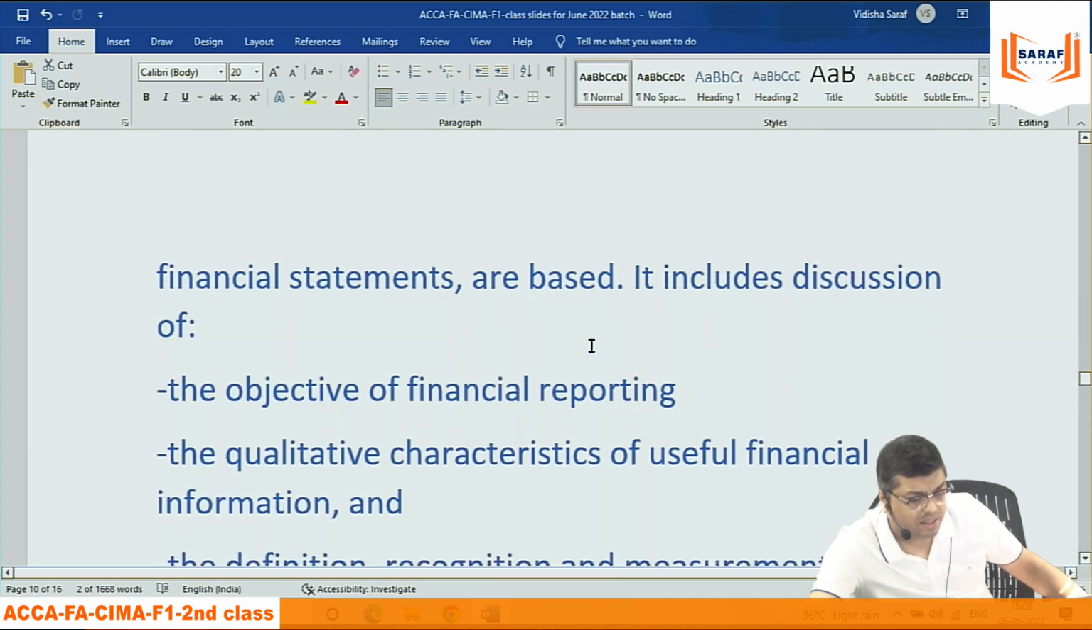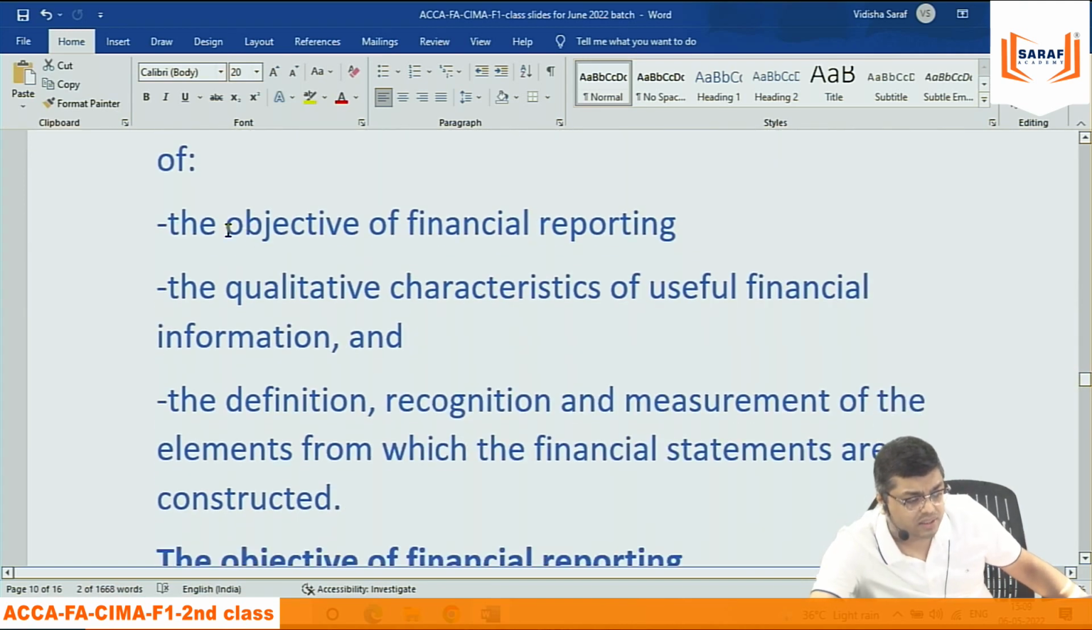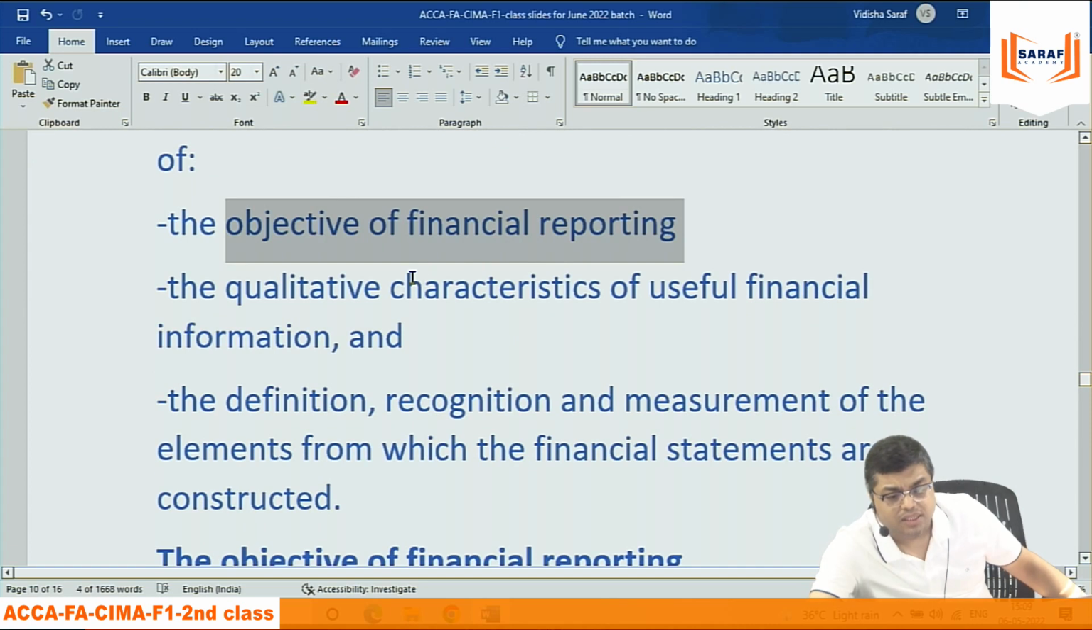We can say that the framework includes mainly three things. What is the objective of financial reporting? What is the objective of preparing PL account, balance sheet, cash flow, purpose kya, objective kya?